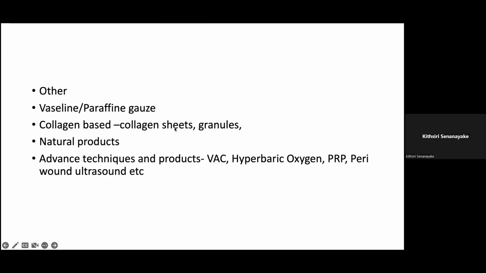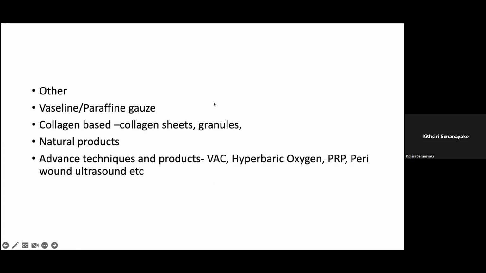Other than that, as you know, there are Vaseline dressings or paraffin gauze dressings, which are also common in our setting. There are collagen-based dressings, like collagen sheets, which we can use for burns or abrasions. And also there are collagen granules. Some collagen granules are actually combined with antibiotics. And also there are natural products, I will come back to that. And there are advanced, very expensive techniques.